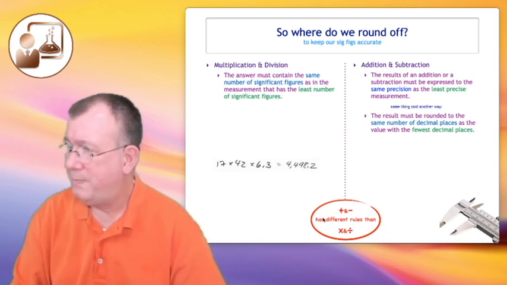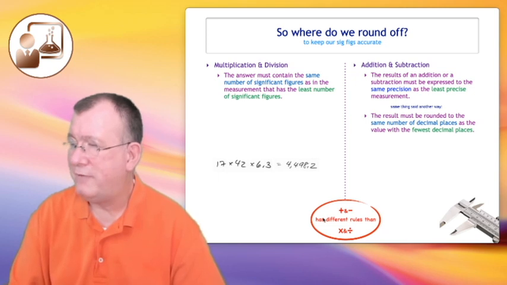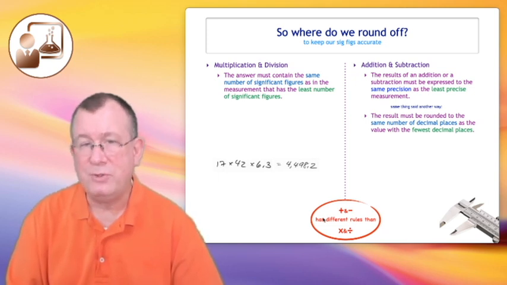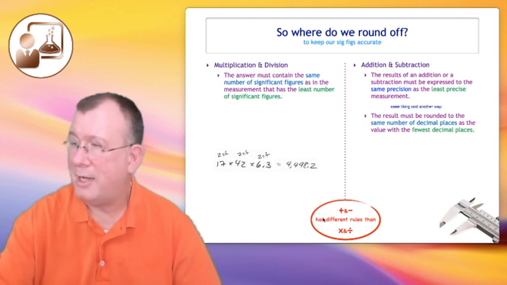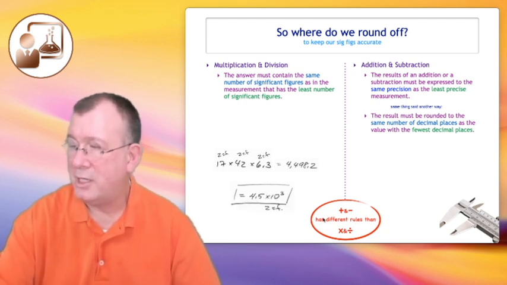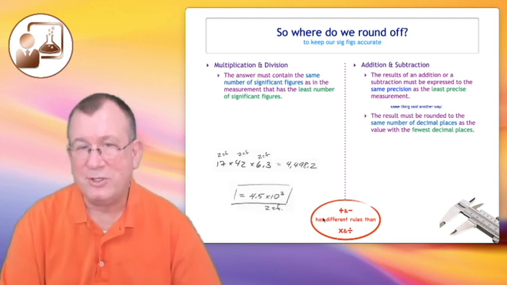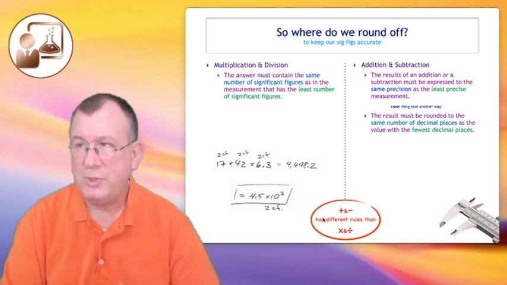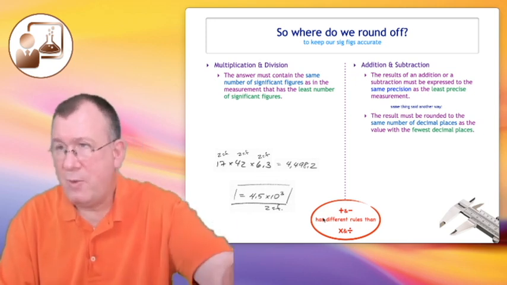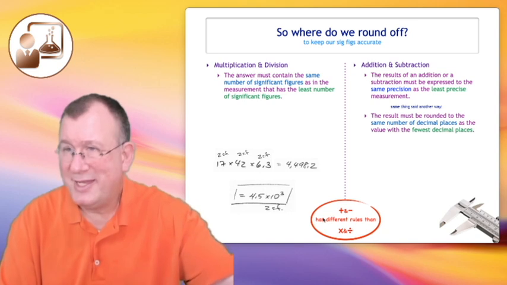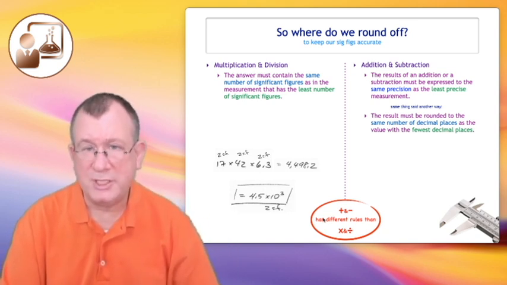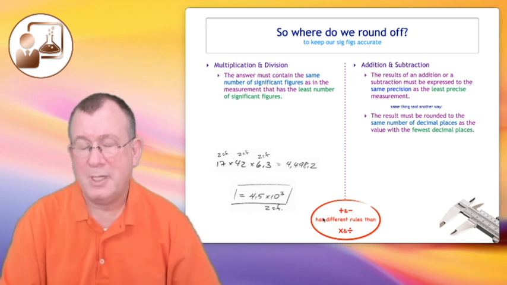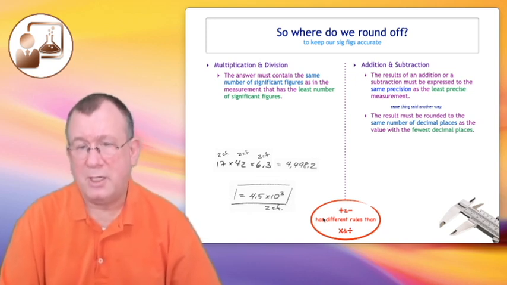So I have to round that off to two significant figures. So I keep the 4, and I round off the rest, which means I'm going to have to make that second 4 a 5. And I'm going to write as my answer 4.5 times 10 to the third. That's showing the correct significant figures, because with multiplication and division, the least number of significant figures that goes into the calculation, that's all you can trust when it comes out the other side. Okay, that's the easy one. The hard one is addition and subtraction. That's the one that's going to mess you up.